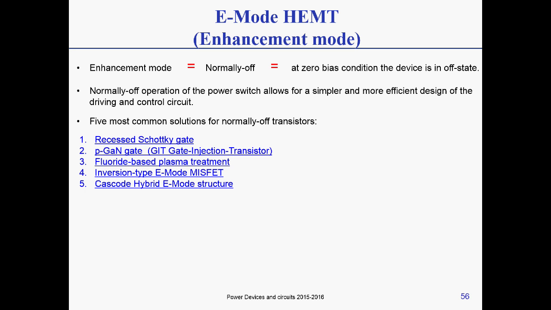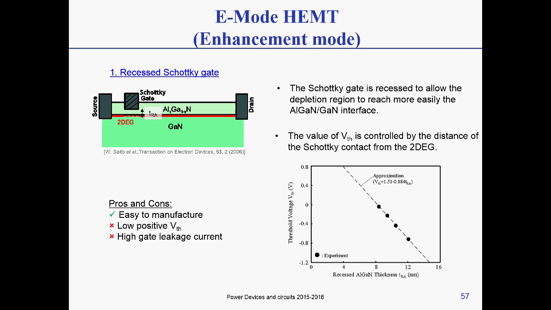The first one is the recessed Schottky gate. So starting from a normally on device as the one we have seen before, this is exactly the same cross section. It's just that in this case, for simplicity, I didn't include the GaN cap layer in the next slides. In particular, in this one, the GaN cap layer is not included because we want to have the 2DEG depleted under the gate thanks to the Schottky depletion. So we have a Schottky gate, which is recessed, and the distance between the Schottky gate and the 2DEG here is called TRA. And this distance will affect the threshold voltage of the device.